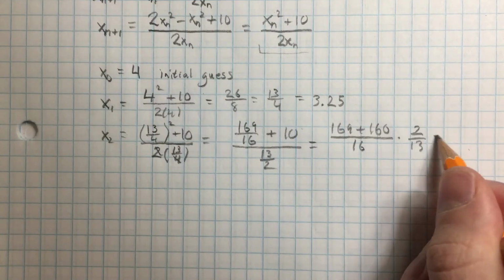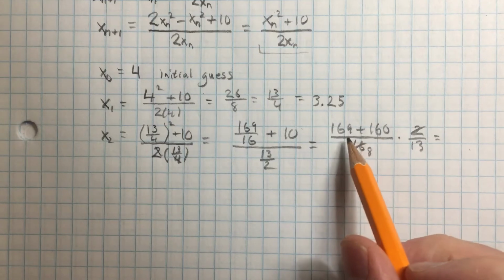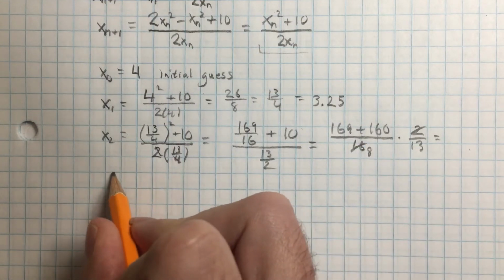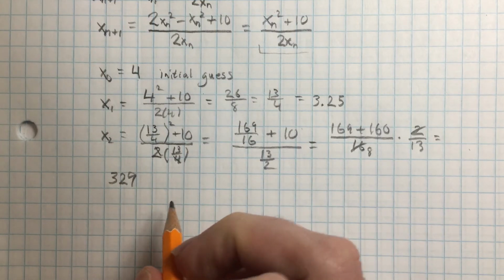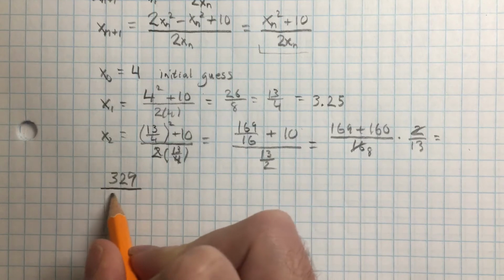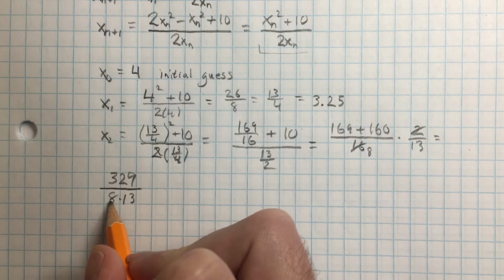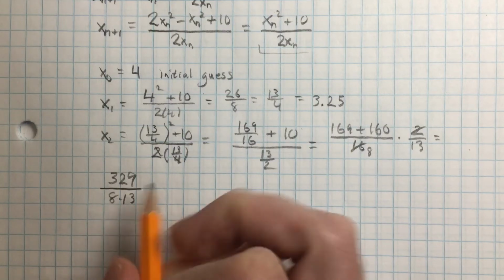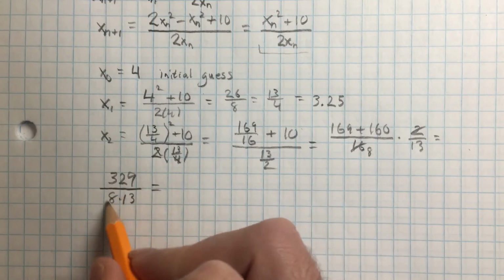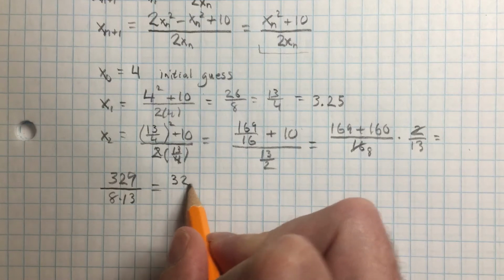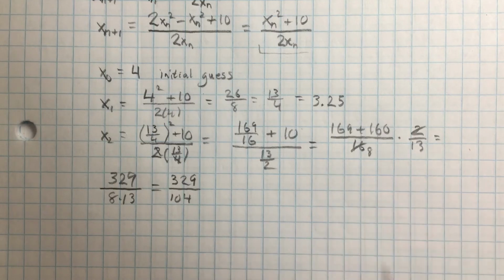So we'll get 169 plus 160 over 16 times the reciprocal of the bottom, so 2 over 13. Cancel that, get an 8 here. 169 plus 160 is 329. So we have 329 on what? 8 times 13? Now, neither 13 nor 2, which is the only factor of 8 it has actually, goes into 329. That's pretty obvious, I think. So I should just multiply this out. So we'll have 329 on, I think, 104. So 104 there. All right, there's our next approximate.